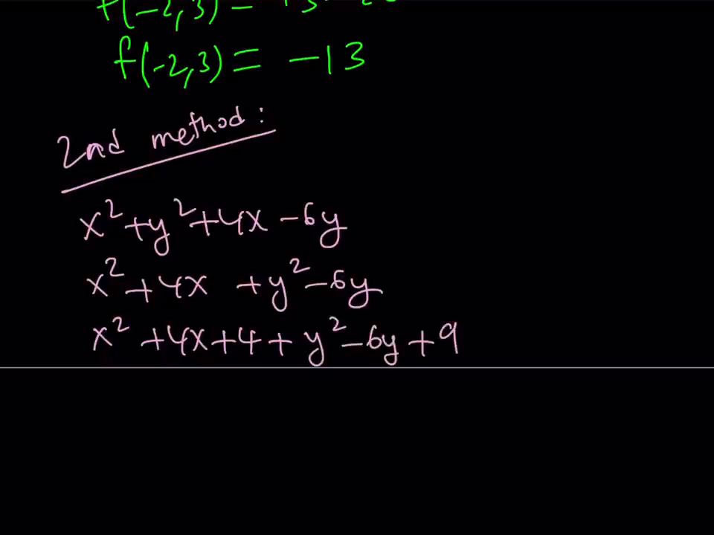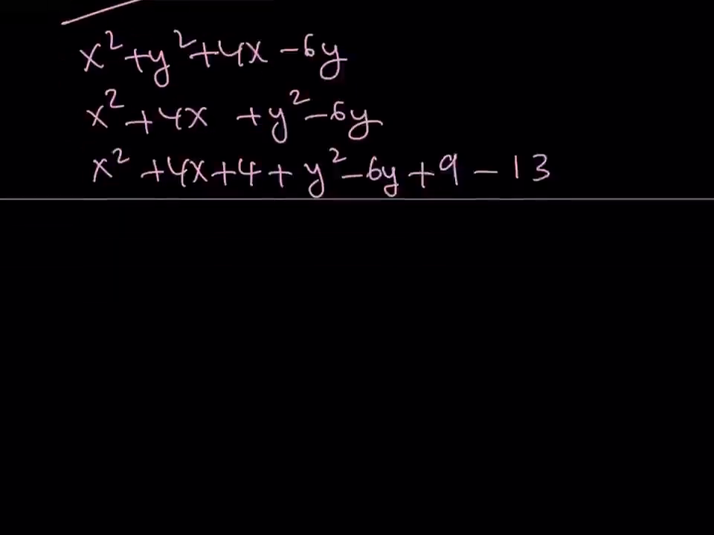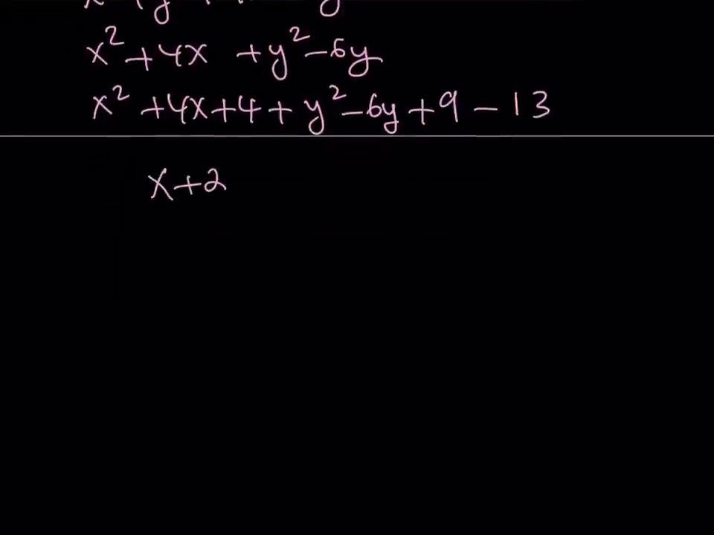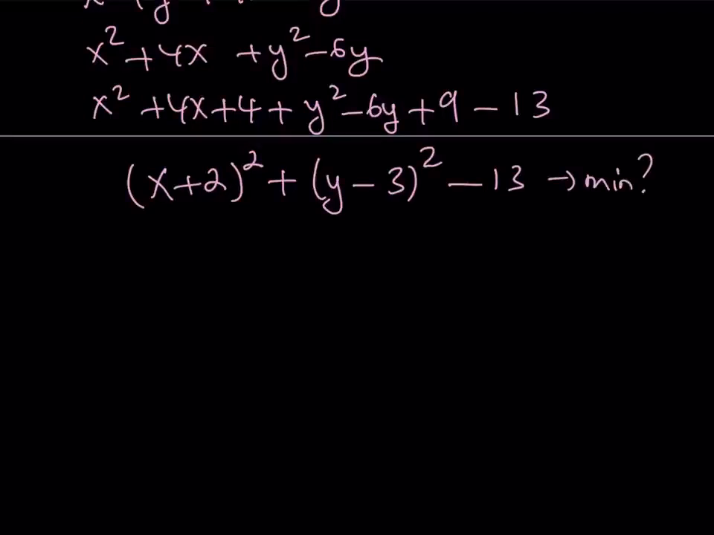But of course, you can't just add anything to an expression because it's not equal to something. So I added 13. I need to now subtract 13 to balance it out. Great. Now I can write my expression as x plus 2 quantity squared plus y minus 3 quantity squared minus 13. Remember, this is the expression I'm trying to minimize. I'm trying to find a minimum value.